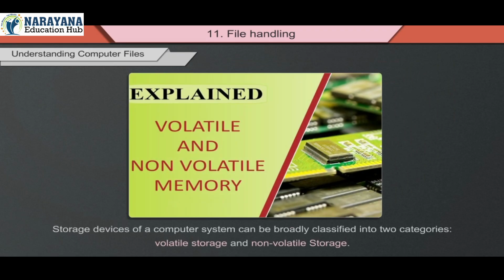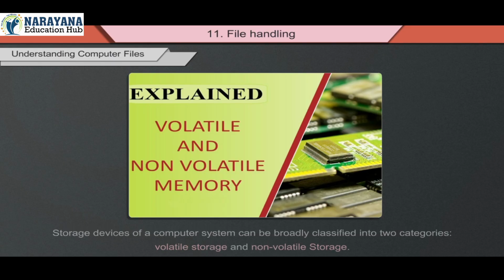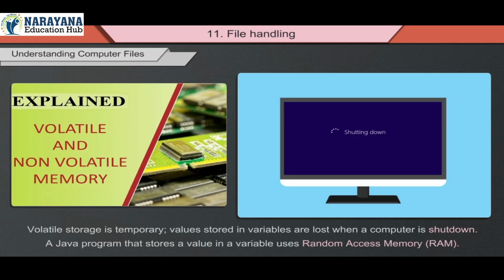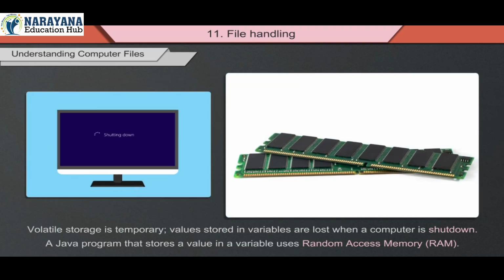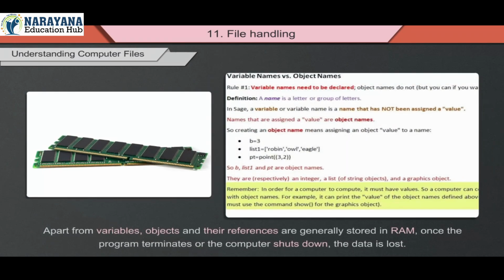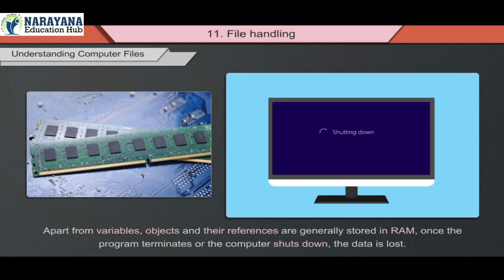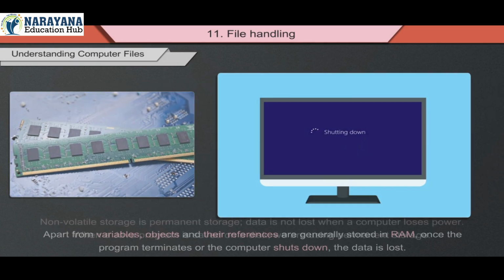Understanding computer files. Storage devices of a computer system can be broadly classified into two categories: volatile storage and non-volatile storage. Volatile storage is temporary. Values stored in variables are lost when a computer is shut down. A Java program that stores a value in a variable uses random access memory, that is, RAM. Apart from variables, objects and their references are generally stored in RAM. Once the program terminates or the computer shuts down, the data is lost.